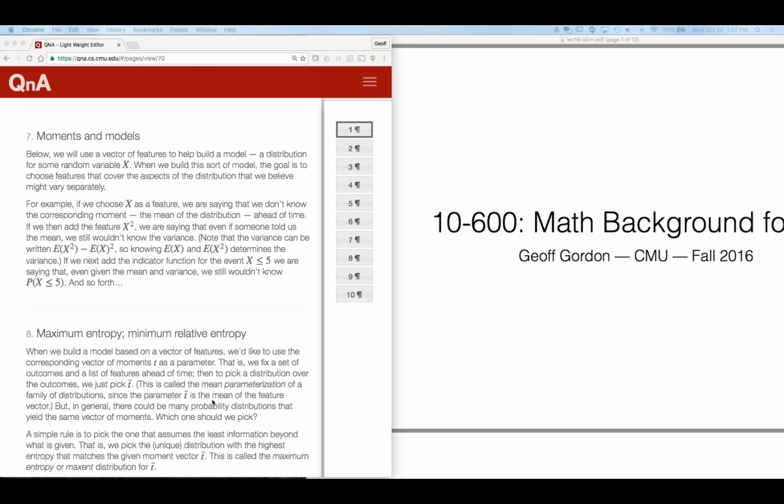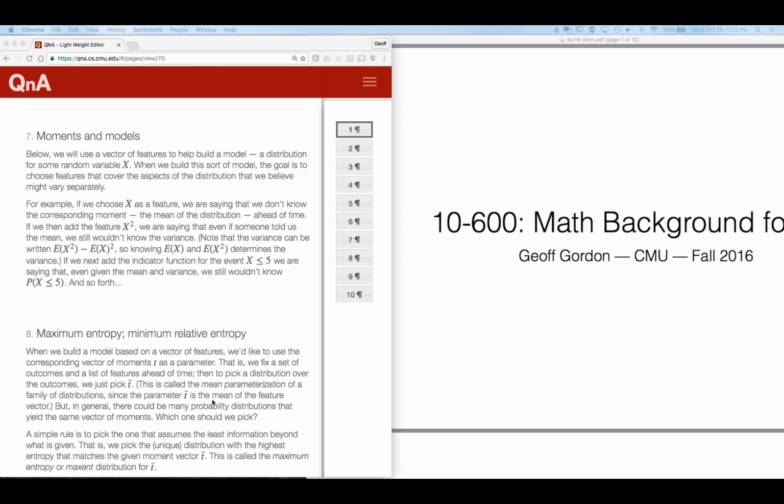So how do we choose these features besides just being relevant and cool sounding? One way to think about it is to say that if we choose some function as a feature, we're saying we don't know the corresponding moment ahead of time. So if we choose x, that means we don't know the mean. If we choose x squared, that means we don't know the variance.